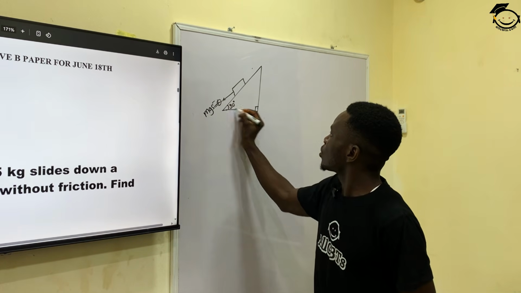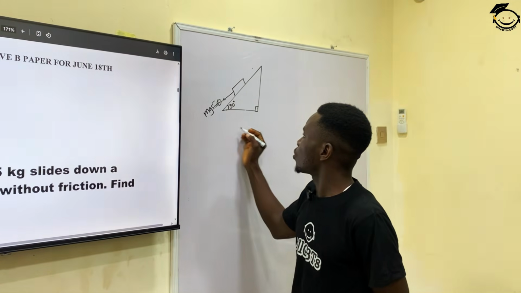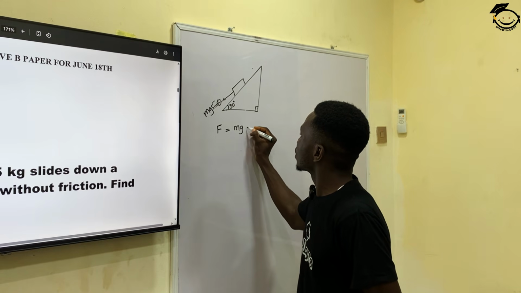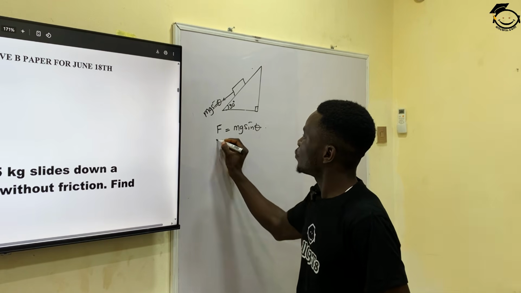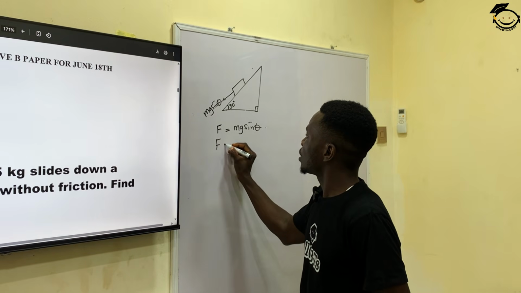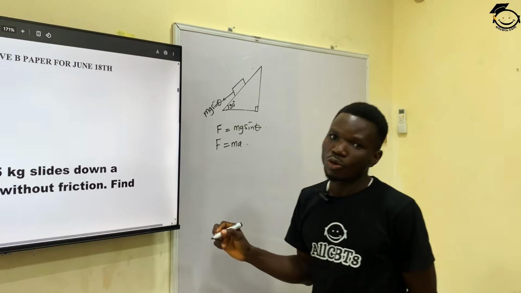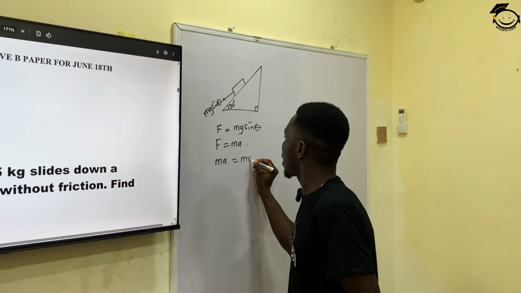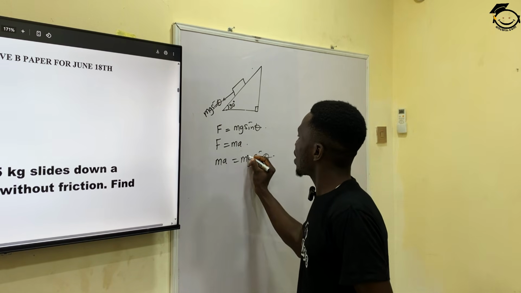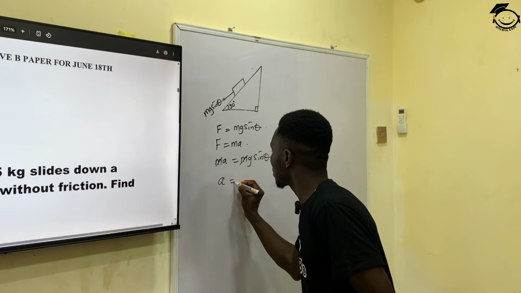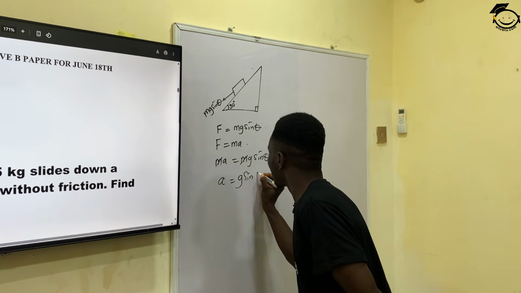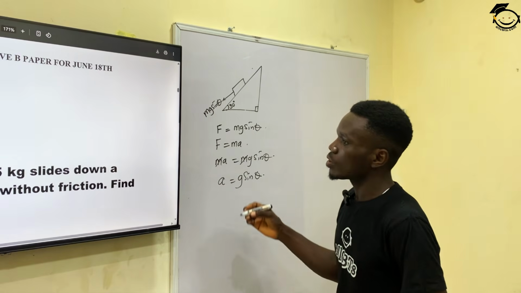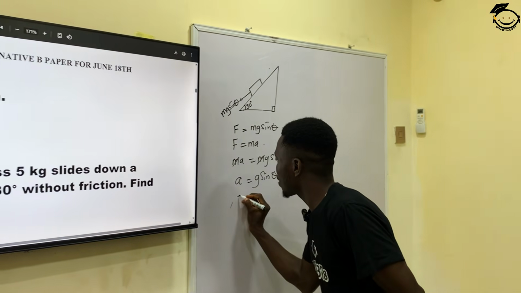So with this, we know that the force down the plane is equal to mg sine theta. And we also know that force generally is also equal to mass times acceleration. So if you equate these two formulas, you can tell that your mass times acceleration is equal to mg sine theta. So mass here will cancel out mass, so I will have my acceleration is equal to g sine theta. And from that, we know from the question that they gave us the mass as 5 kg.